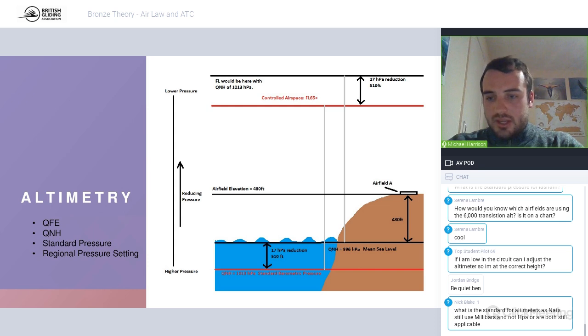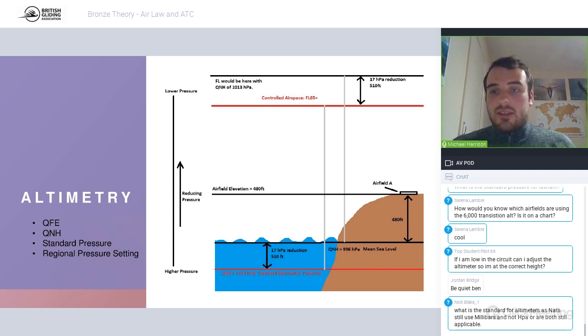Sorry, someone's just asked, what is the standard for altimeters? That's still using millibars. Millibars and hectopascals are exactly the same thing. So it's 1013 millibars and it is 1013 hectopascals for your altimeter, whichever unit your altimeter reads in.